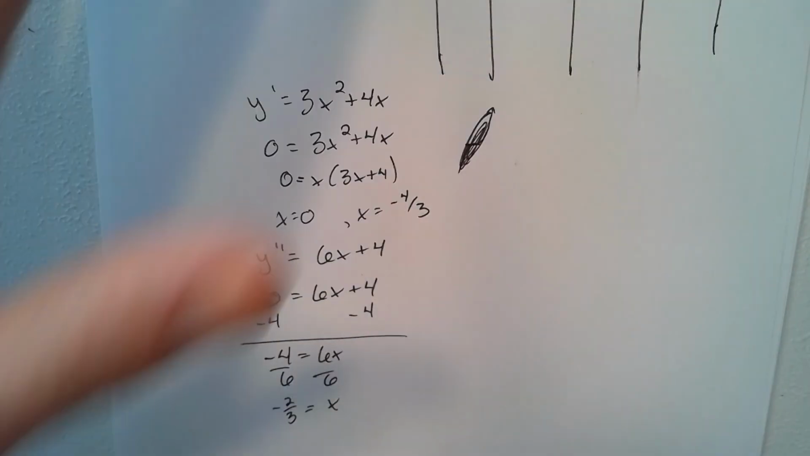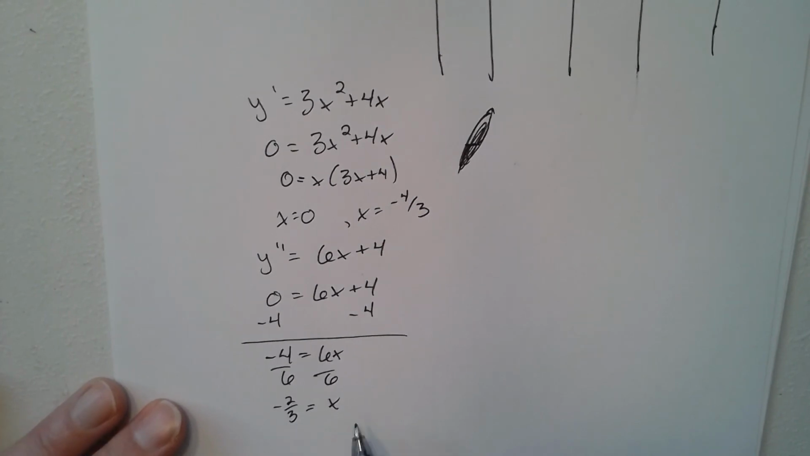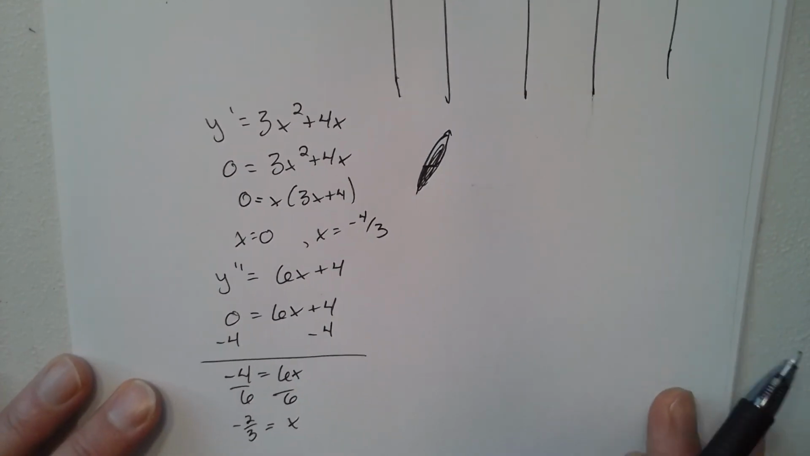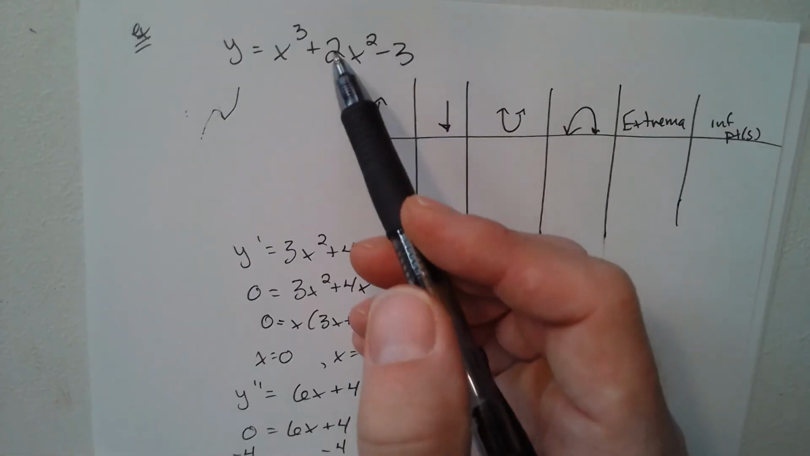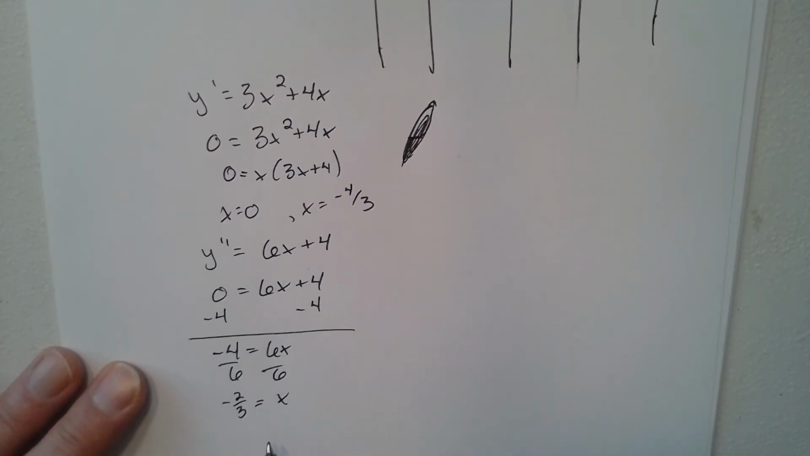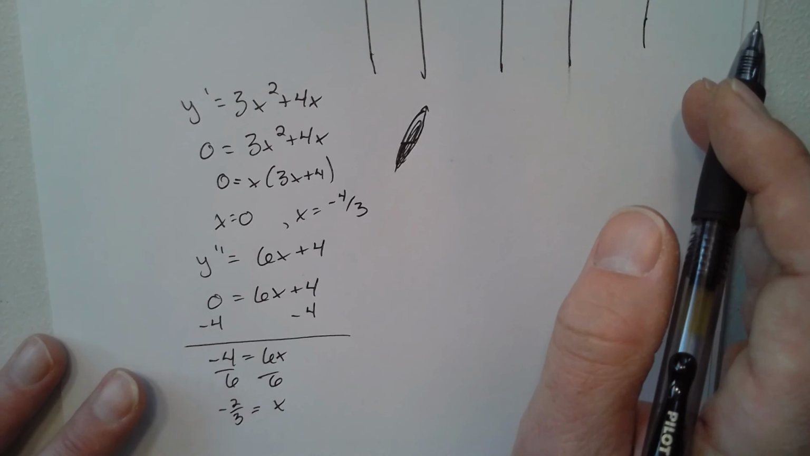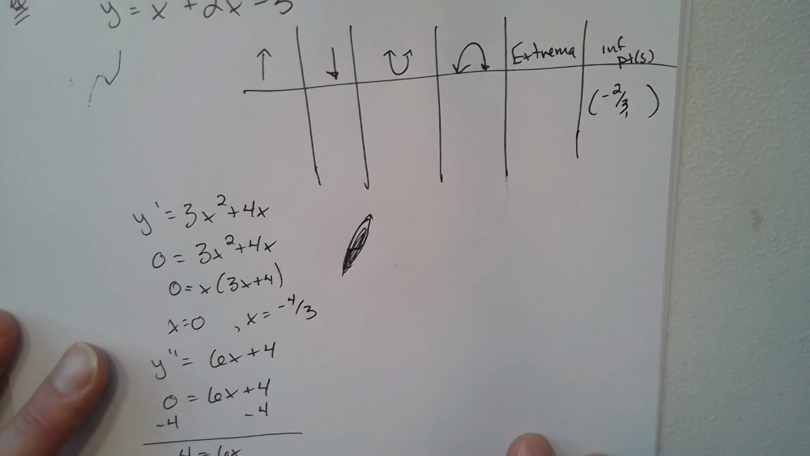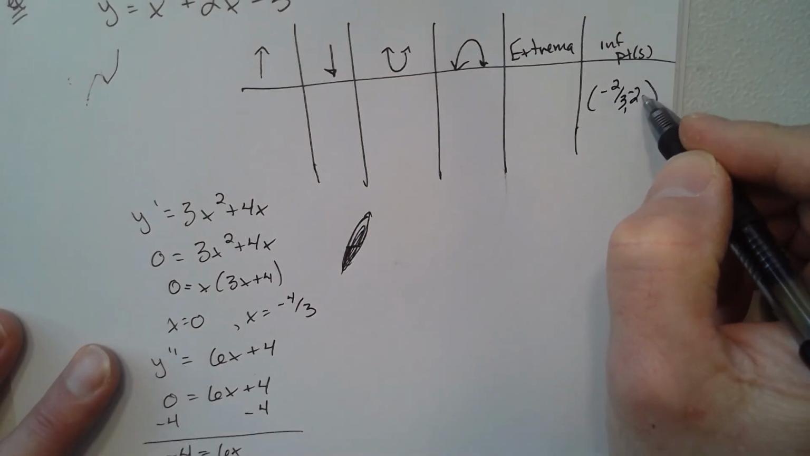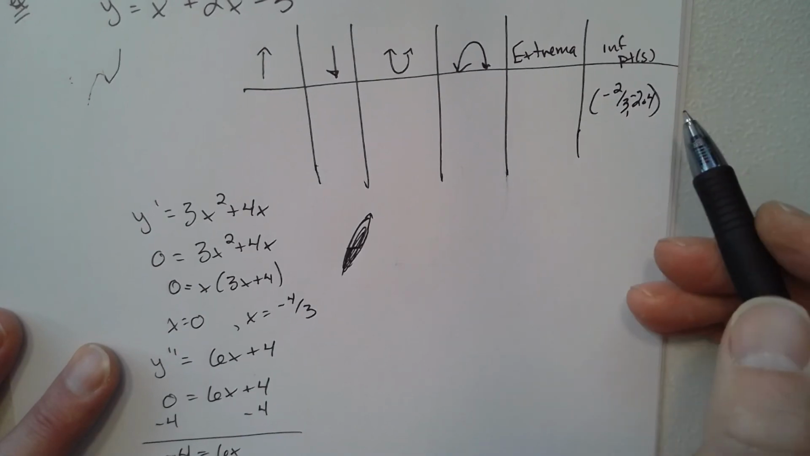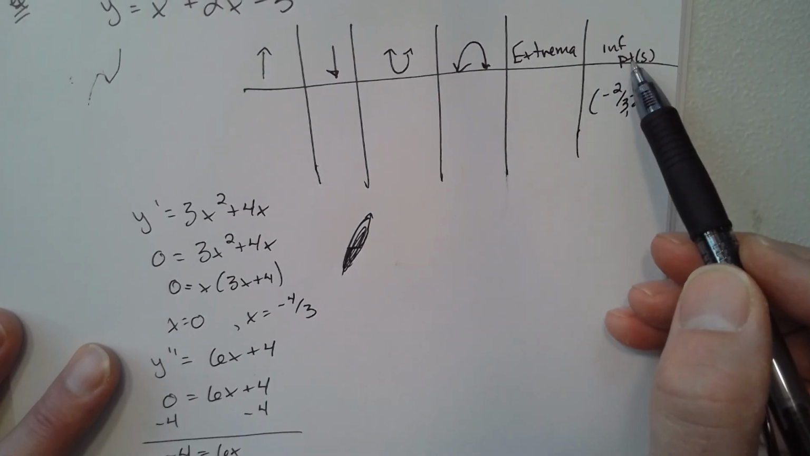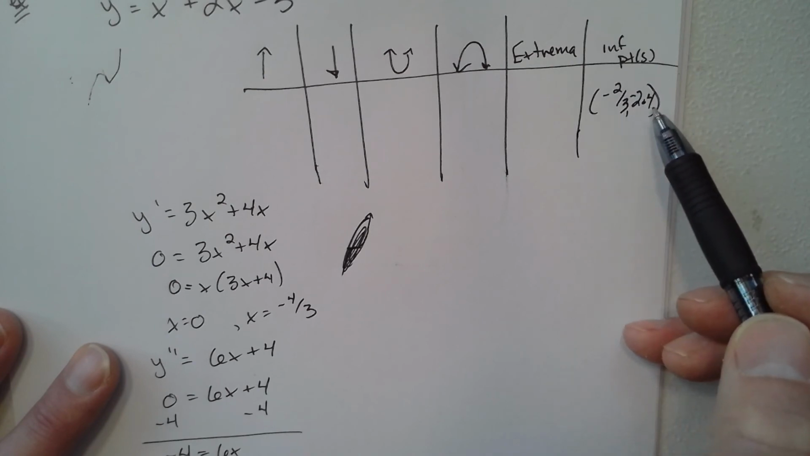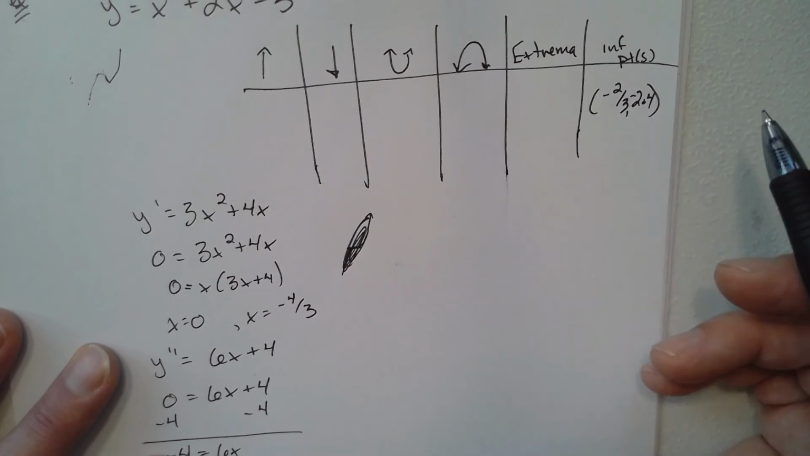So -2/3 comma something is, well, in this case it's going to be an inflection point because it's a cubic, and you'll find that it'd be pretty tricky not to be an inflection point if the second derivative is equal to 0. So our inflection point is -2/3 comma, and if we plug it back in, we get -2.4. If you're ever asked to find an inflection point, point in math means an ordered pair. An inflection point is not -2/3, it's -2/3 comma -2.4. So that's our inflection point.